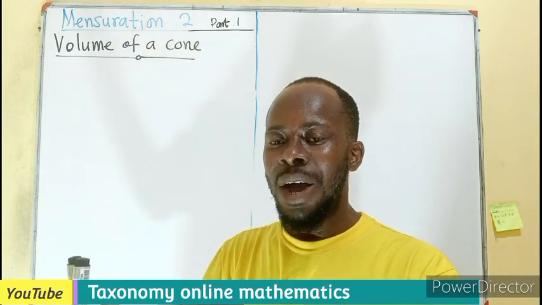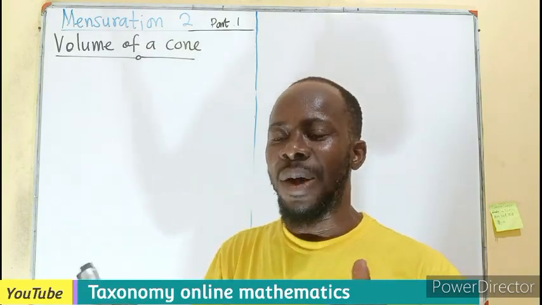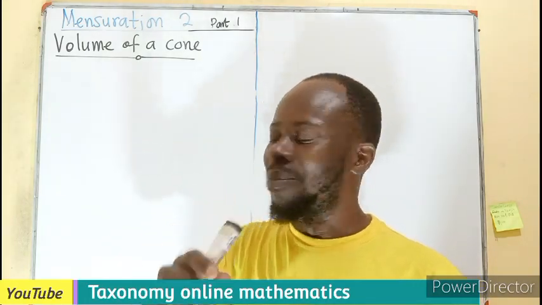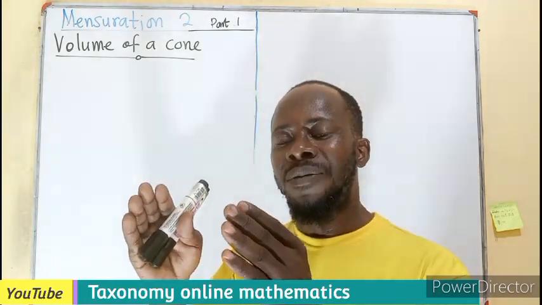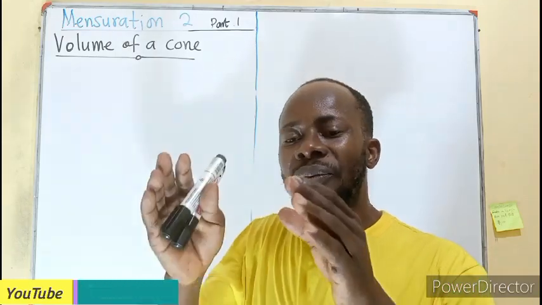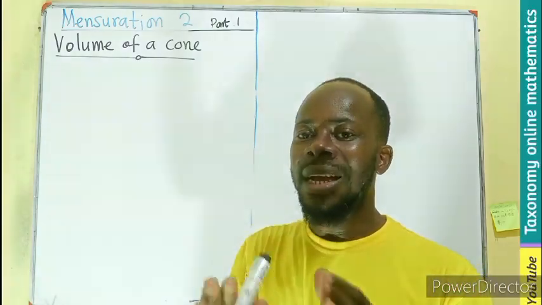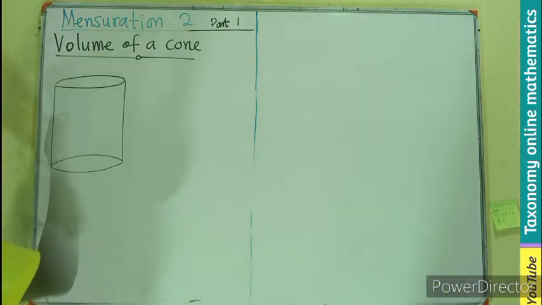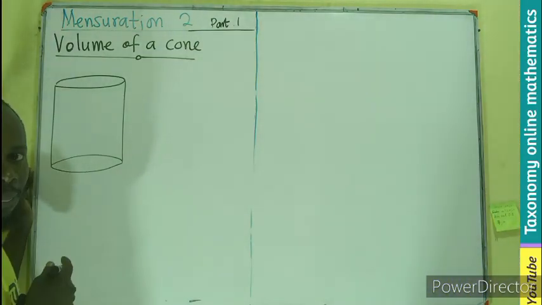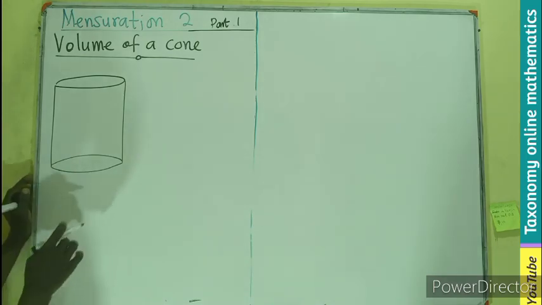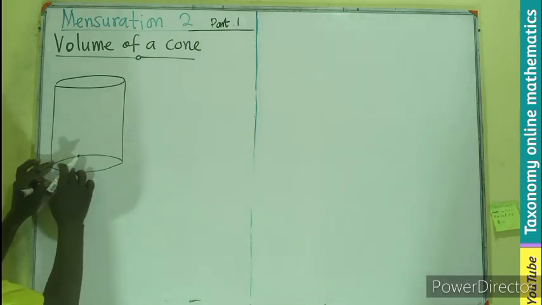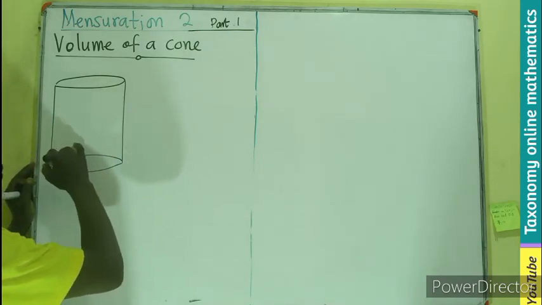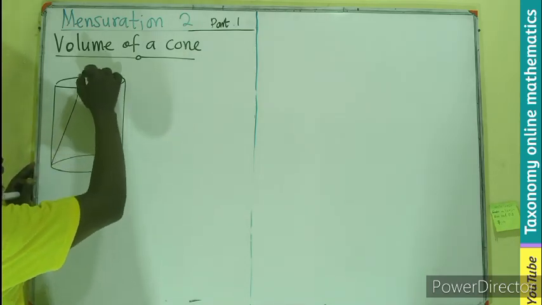If we take a cylinder of equal diameter to a cone and of the same height, then it means that the volume of the cone can fit into that of the cylinder 3 different times. Let's make a sketch of that. So if we take this as a cylinder that has the same diameter as a cone, meaning a cone is fit into this.